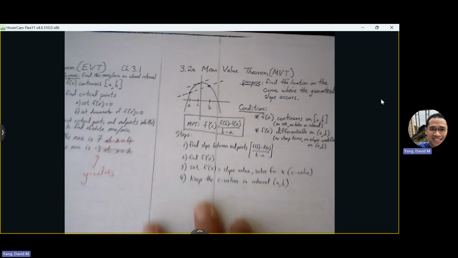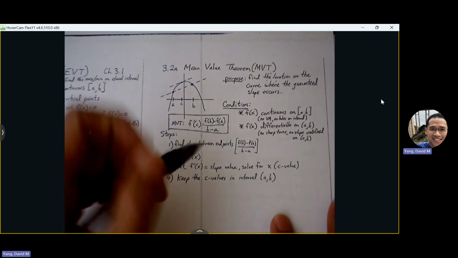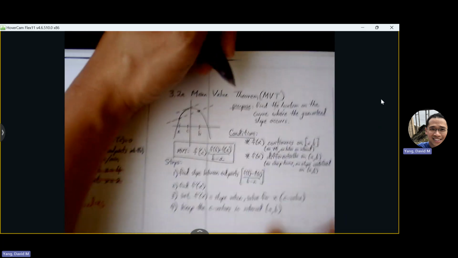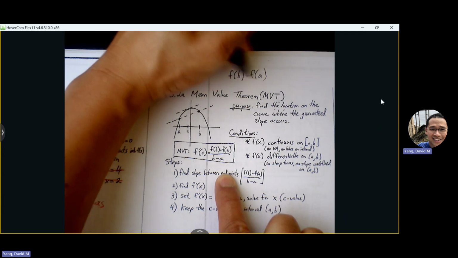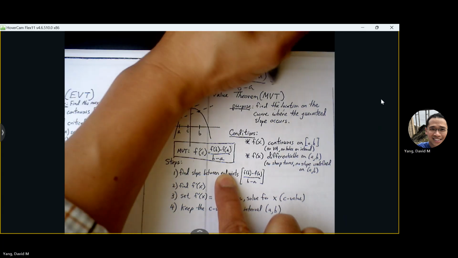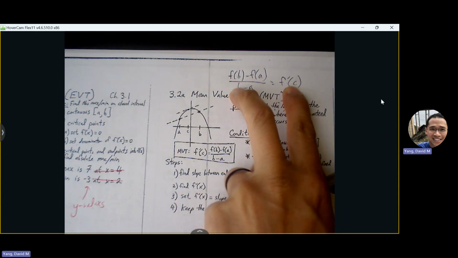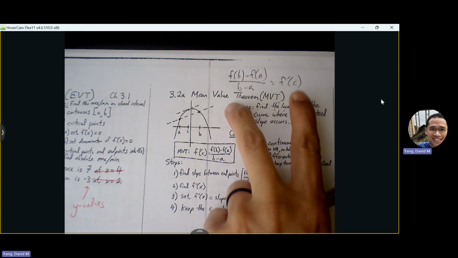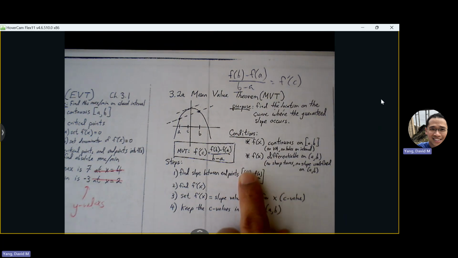So mean value theorem, the purpose is to find the location on the curve where the guaranteed slope occurs. So here's our formula. I'm going to adjust the formula here. The way I've been presenting to you guys is we want to find the slope information first. And then on the other side, we can find the derivative. Then we work on both sides until both sides are ready, set them equal to each other, and solve for x.